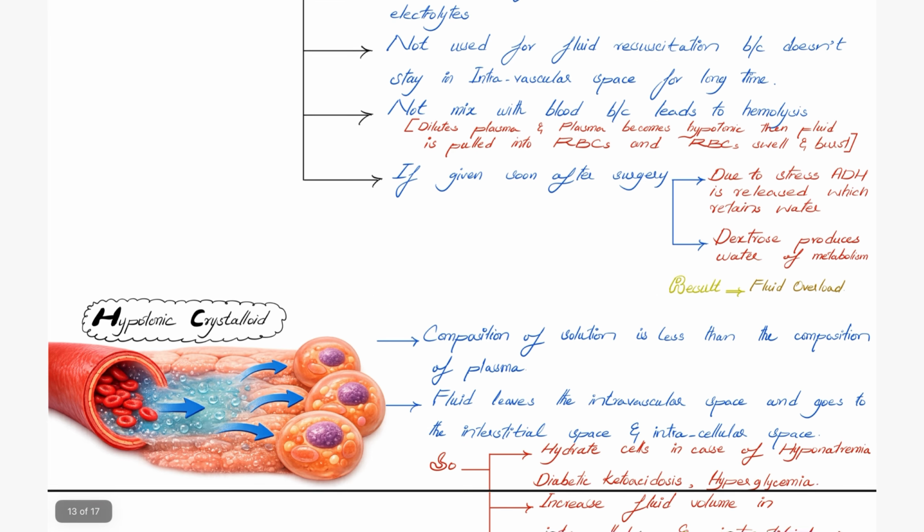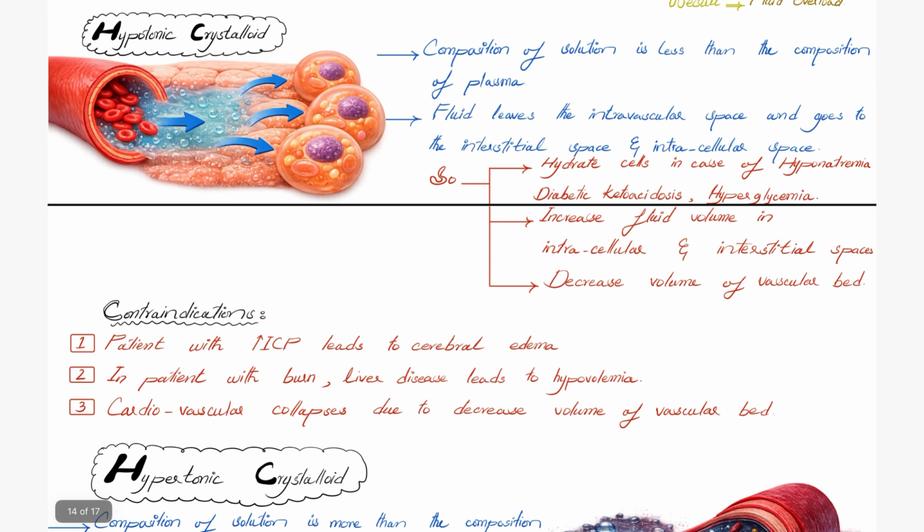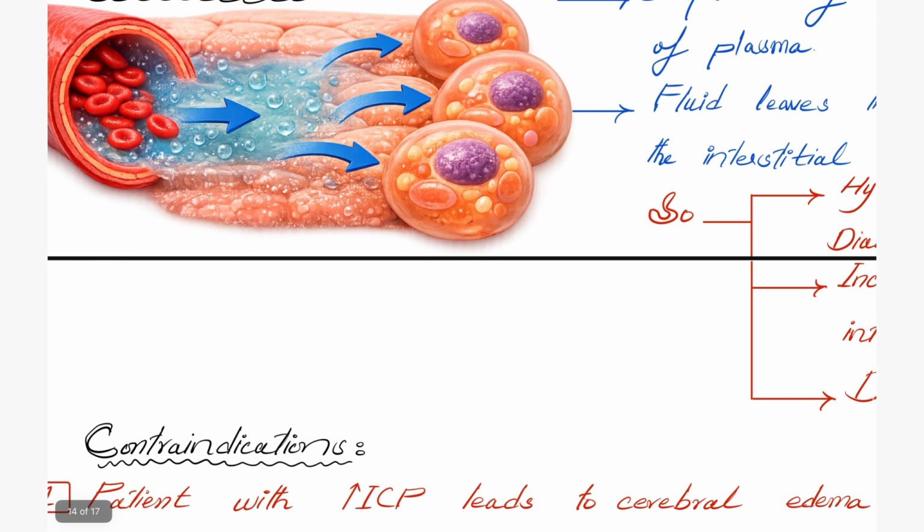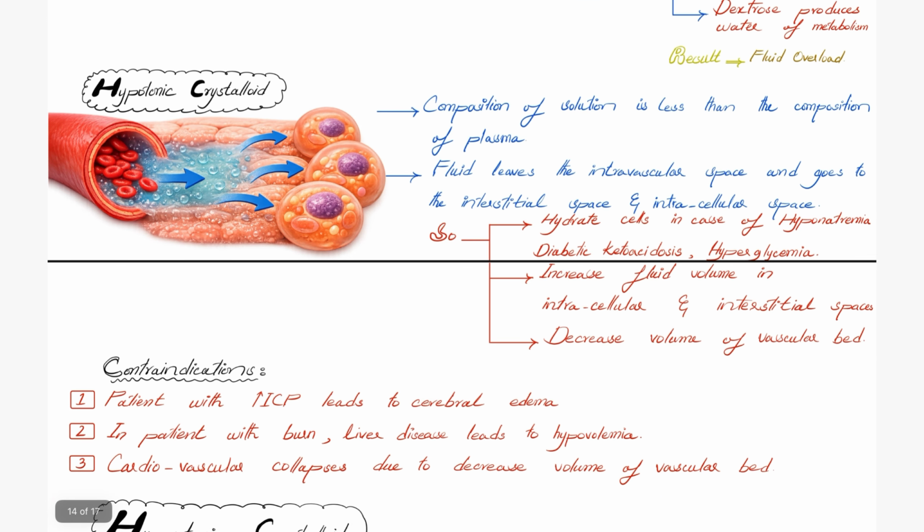So the second type of crystalloid is hypotonic crystalloid. It means that the composition of the solution is less than the composition of plasma. Now, fluid leaves the intravascular space and goes to the interstitial space and intracellular space. So it is used to hydrate cells in case of hyponatremia, diabetic ketoacidosis, and hyperglycemia. It increases fluid volume in the intracellular and interstitial space, and it decreases the volume of the vascular bed.